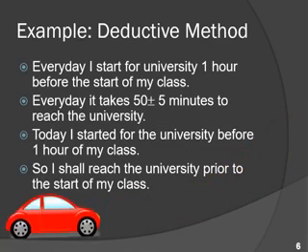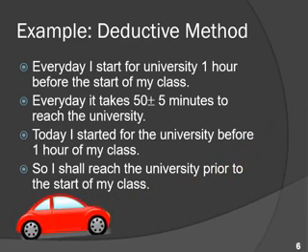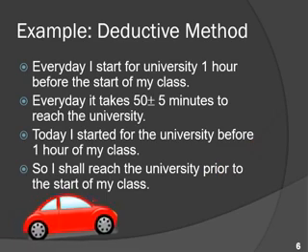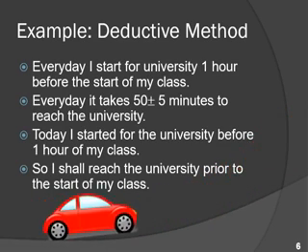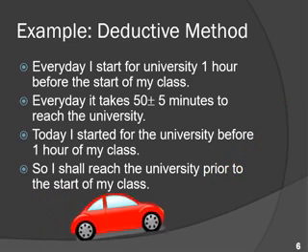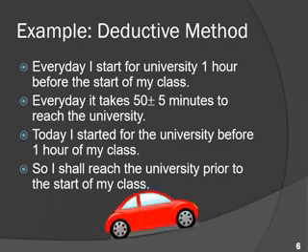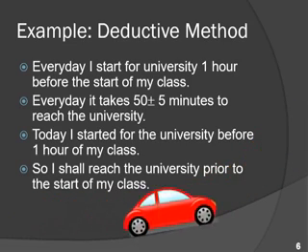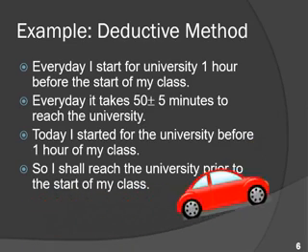Let us take an example of the deductive method. Every day I start for the university 1 hour before the start of my class. So that is the theory that has already been established after so many days of travel. Every day it takes 50 plus minus 5 minutes to reach the university. Today I started for the university 1 hour before my class, so I shall reach the university just before my class.